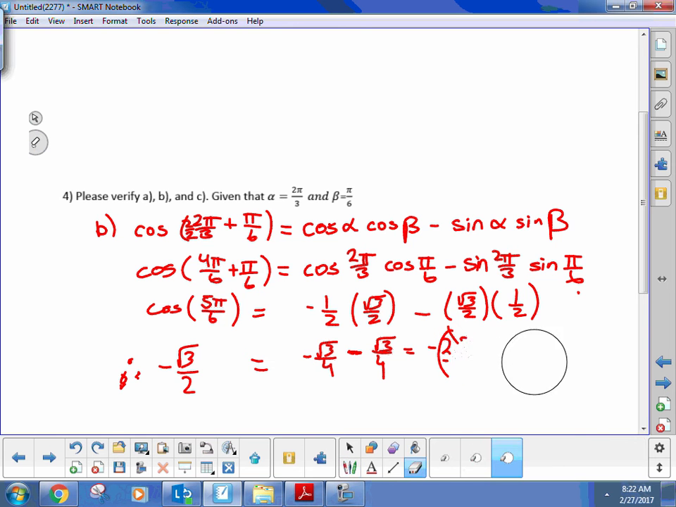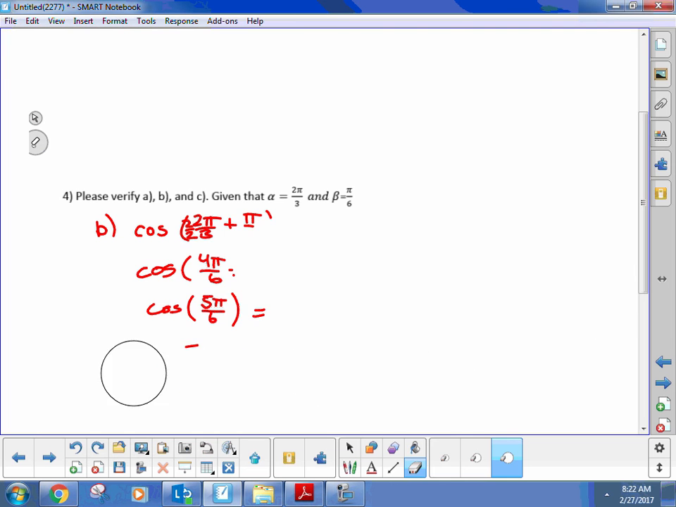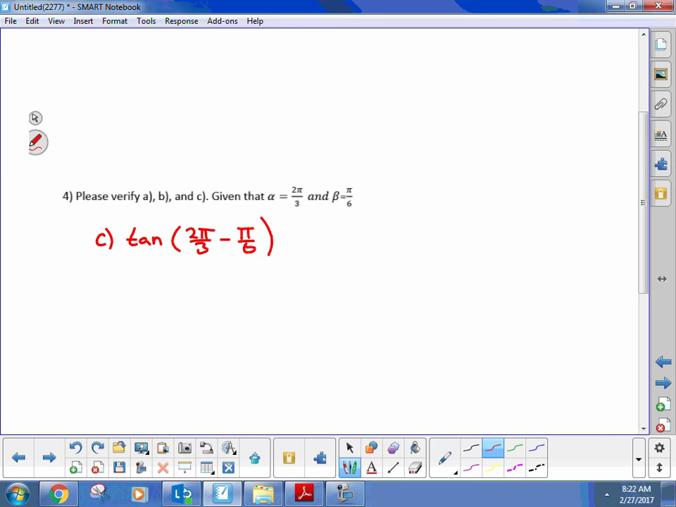All right, so now let's go move forward. And let's do C. All right, so for C, it's tangent. We're going to do the 2 pi, so alpha minus beta. Okay, same thing, 2 over 2. We discovered that this is still 4 pi over 6, but we're going to be subtracting pi over 6. So once we do that, it comes out to the conclusion that it's 3 pi over 6, which means we're going to be looking at the tangent of pi over 2.